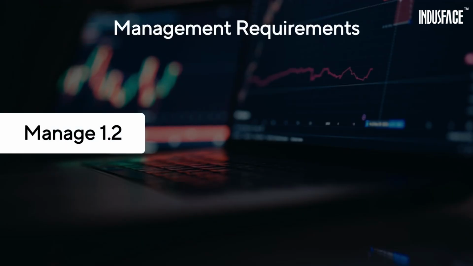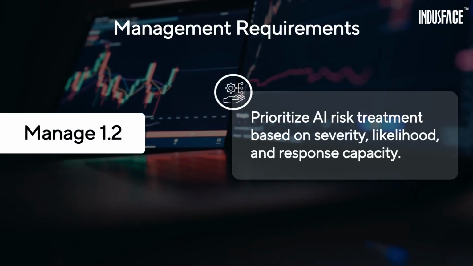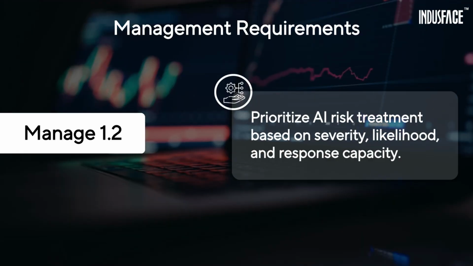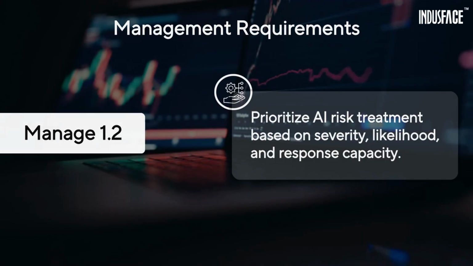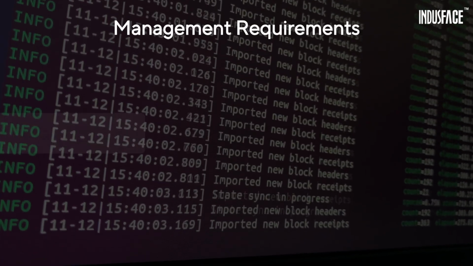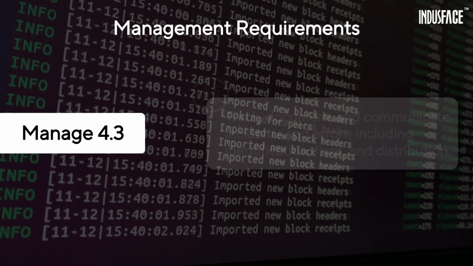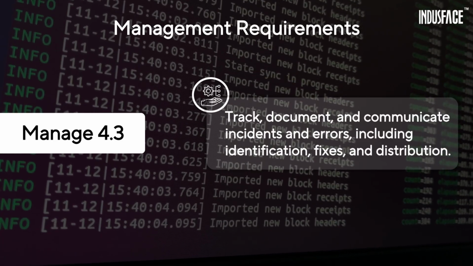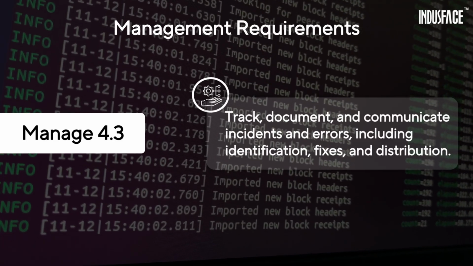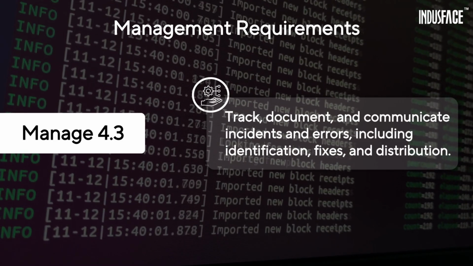Finally, the management function brings these elements together. Manage 1.2 requires organizations to focus risk treatment on AI threats based on severity, likelihood, and response capacity. Alongside this, Manage 4.3 requires incidents and errors to be tracked, documented, and communicated from identification through remediation.